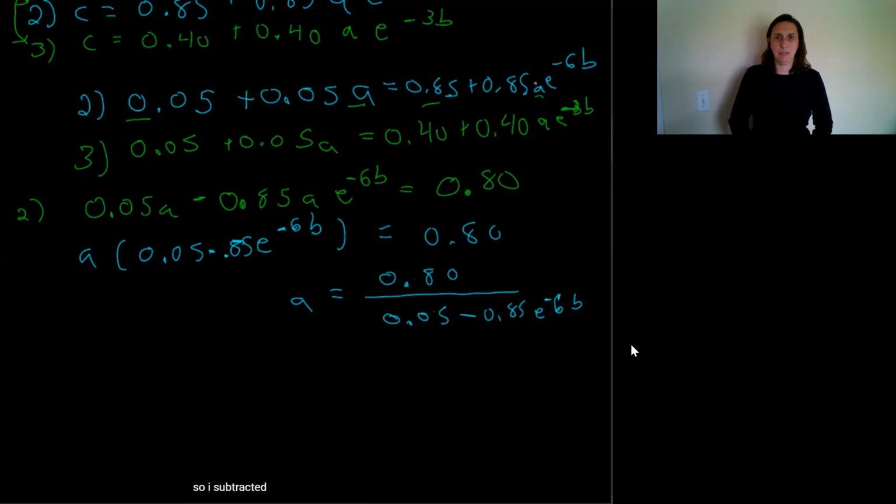Okay. So I subtracted this from the left-hand side. That gave me this expression. I subtracted this from the right-hand side. That gave me this new constant. I factored A out front because both of these terms had an A, right? That had an A term and that had an A term. And I divided both sides by this. So now I have A on its own.